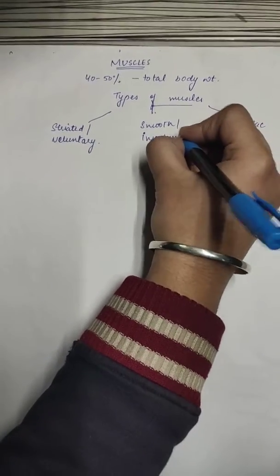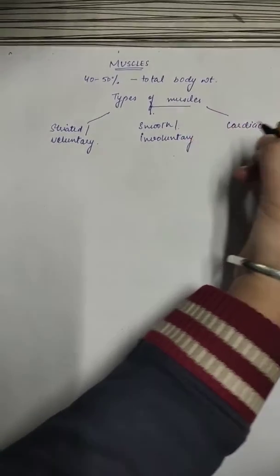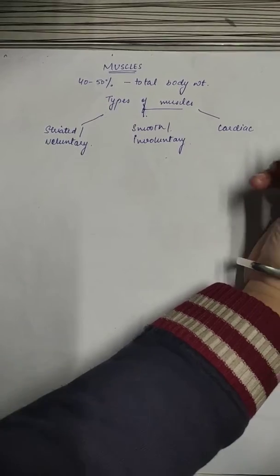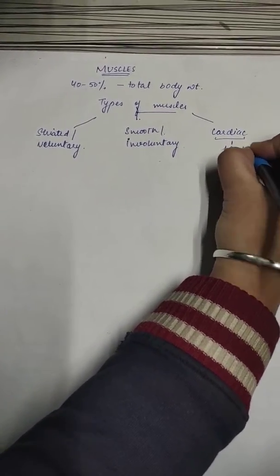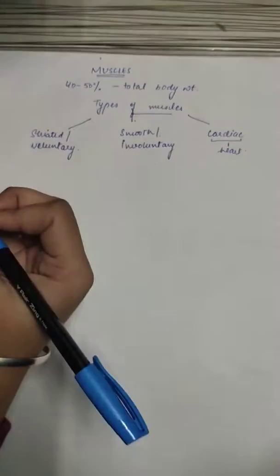The smooth muscles are known as involuntary because they are not under the control of the animal's will, and the cardiac muscle, as the name originates, means the heart. The muscle of the heart is known as cardiac muscle.